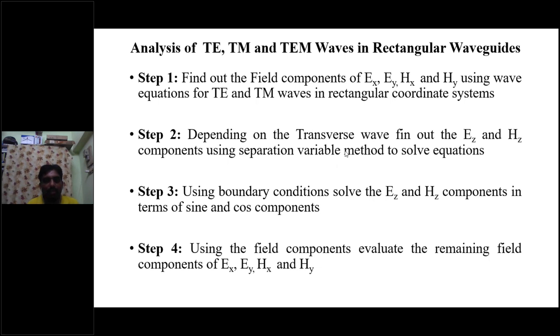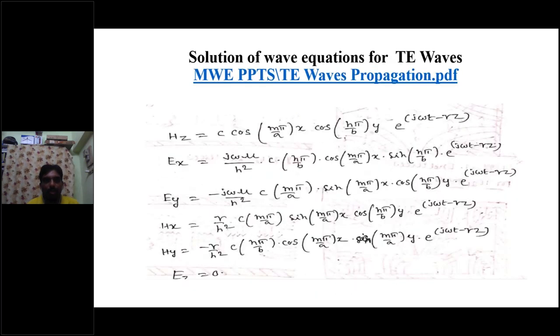We already wrote in our notes Ez is equal to X times Y, where X is taken as A1 cos Bx plus A2 sin Bx, and similarly Y is taken as B1 cos By plus B2 sin By. Next, using boundary conditions, the rectangular waveguide has four sides: right side wall, left side wall, top wall, and bottom wall. Using all the boundary conditions, we evaluate the field components. These are all the design steps for finding the field components.